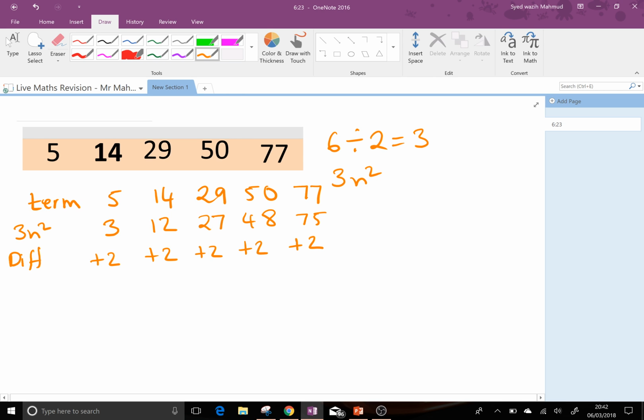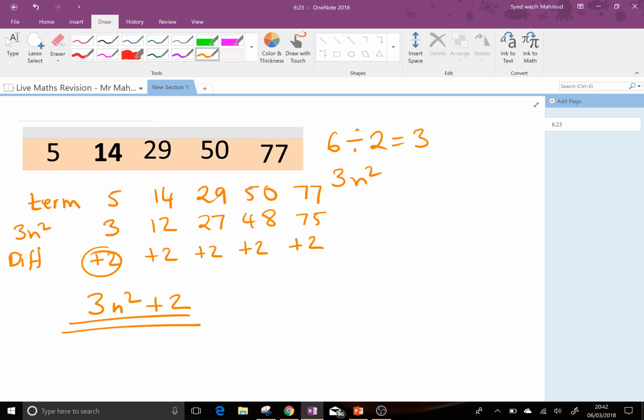So at the first part we had 3n squared, and all we have to do is put this next to the 3n squared, so plus 2. So we found our quadratic nth term, which is 3n squared plus 2. Now, one good way to check your answer is by substituting the numbers 1, 2, 3 into your quadratic nth term. So let's have a look.